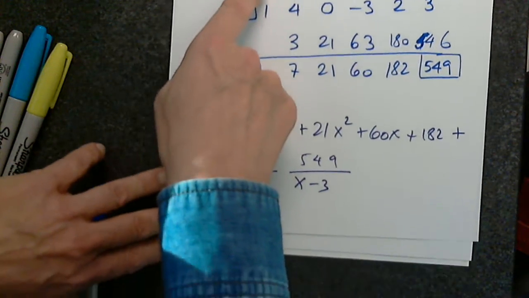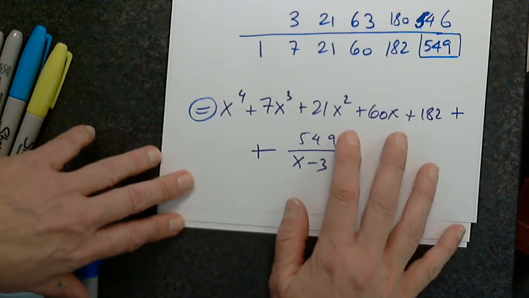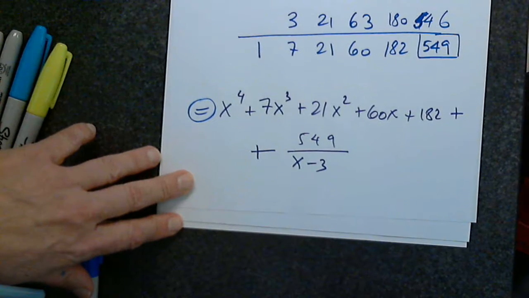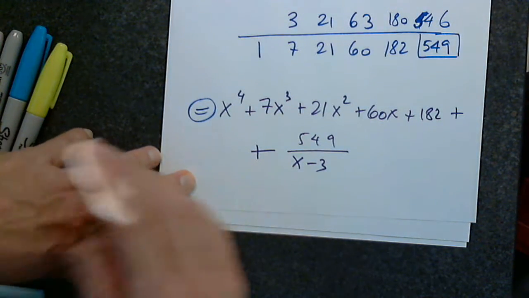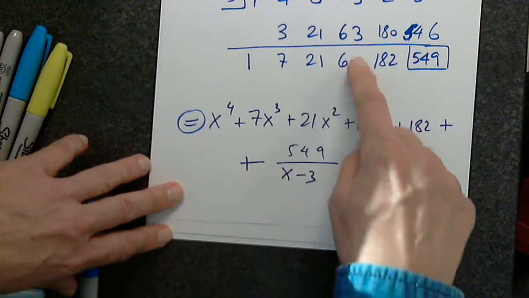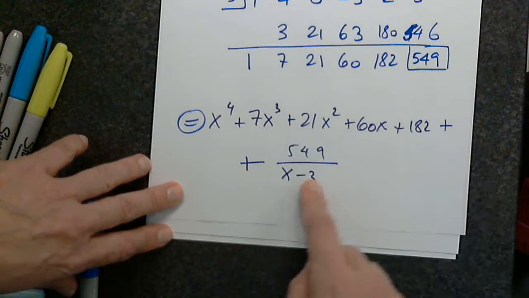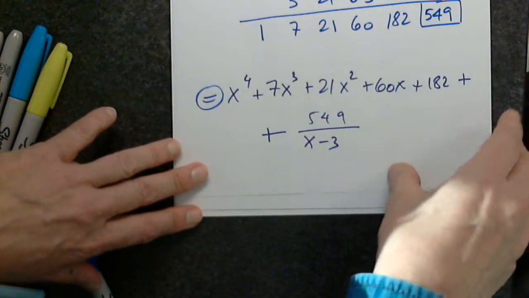Degree 5 divided by degree 1, this is the answer, it's not an equation. Hold on, please. So this belongs to x to the 4th, x to the 3rd, x squared, x, no x, and 549 over x minus 3. Is that okay? Perfect.